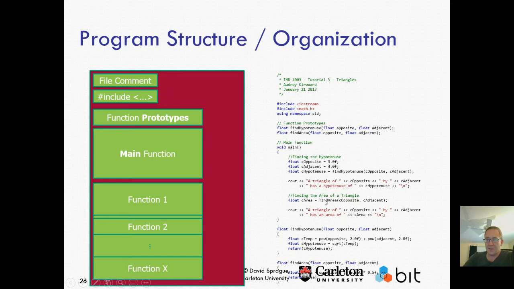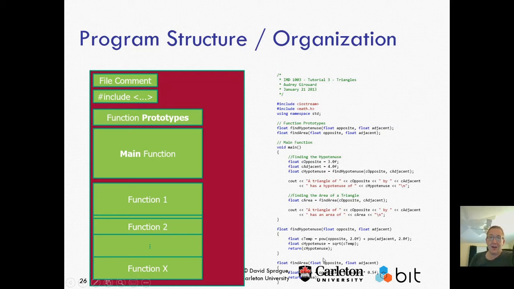So that if I'm in main and I need to call find area, I jump up here and it goes, hey, there's a function called find area. Where is that defined? Oh, it's all the way down here. And I jump down here, and that's where I find the function. It allows main to know where find area is.